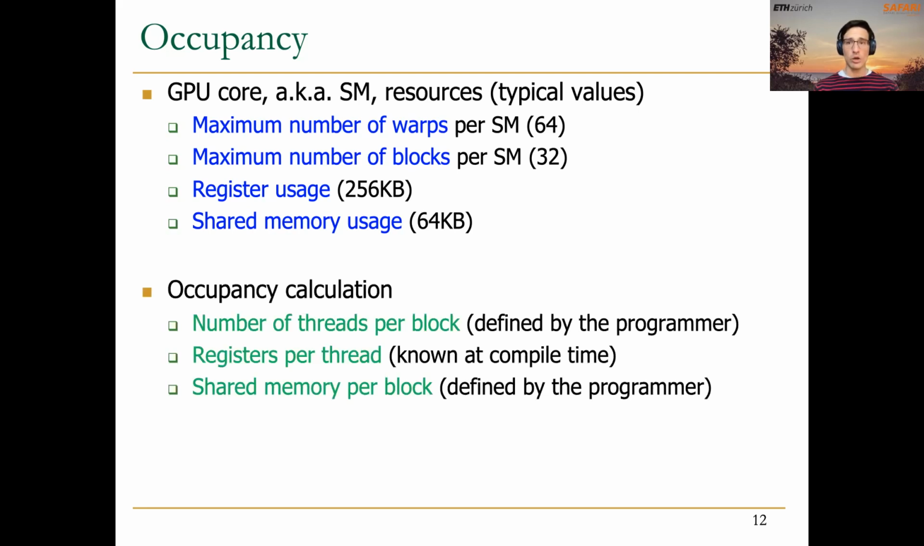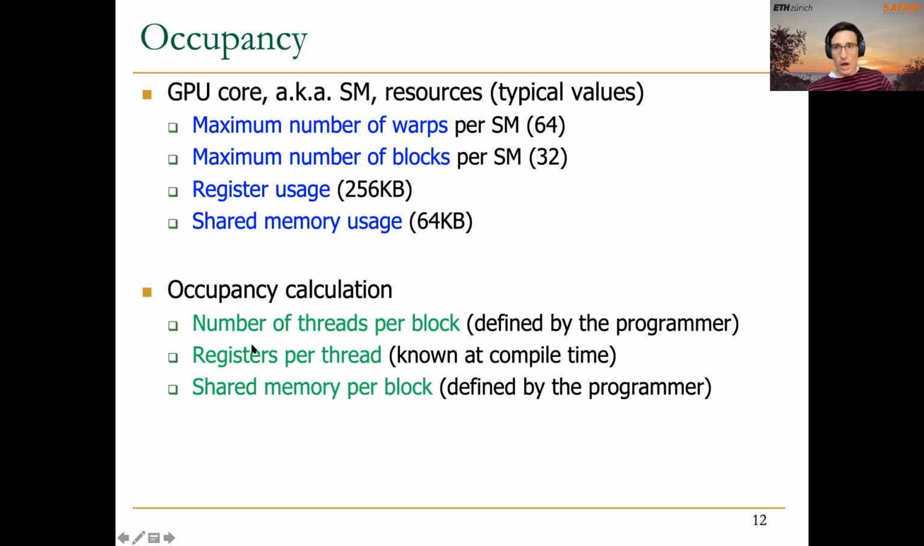How do we calculate the occupancy? We have to take these resources into consideration, and we also have to take into account the number of threads that we are launching in each block. Remember that each block maps to one GPU core, and that's going to help us define the occupancy of a kernel. So to calculate the occupancy, we should know the number of threads per block. That is something that programmers define. We need to know the number of registers per thread.